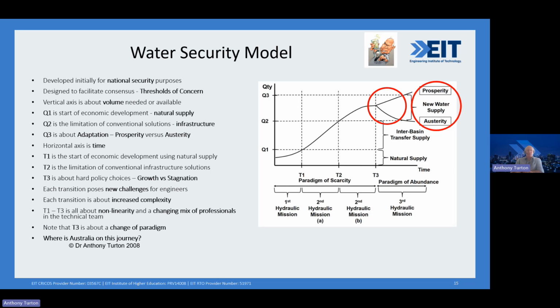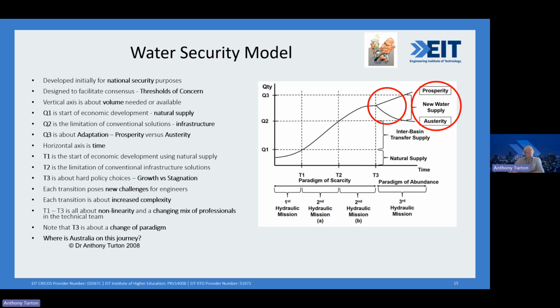So your engineering teams have to understand how to speak the language of other professionals, and of course your clients, your governments, and your mining companies. They have to start changing the makeup of the technical teams that manage their concerns if they're going to manage it beyond the T2, Q2 kind of environment. So that's the point, is that each transition is about complexity.